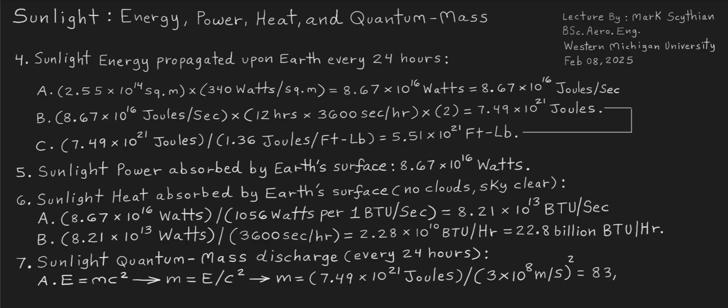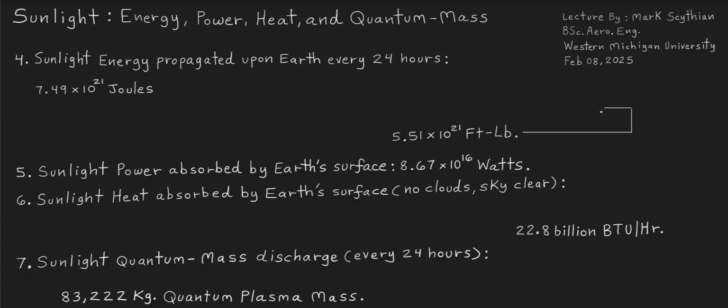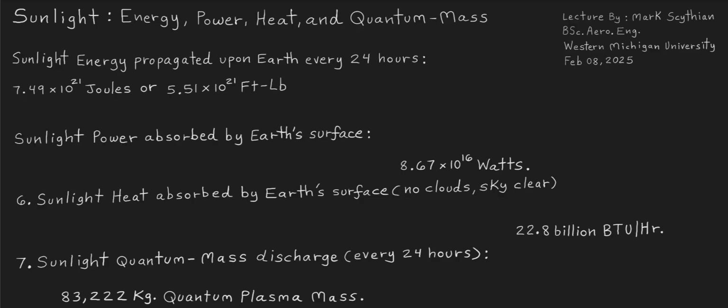So that is the 7.49 times 10 to the 21st power joules. We divide that by the speed of light squared, or 3.0 times 10 to the 8th power meters per second is the speed of light. Then we square that quantity, so we calculate 83,222 kilograms of quantum plasma mass is delivered from the sunlight to the Earth every 24 hours.